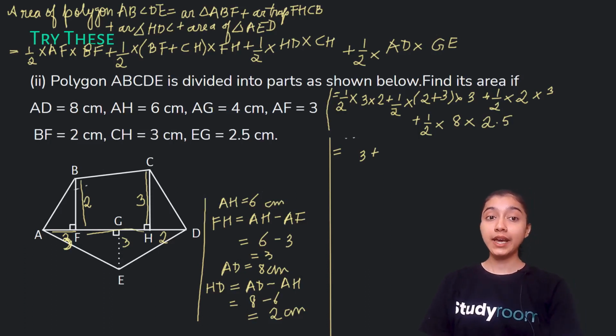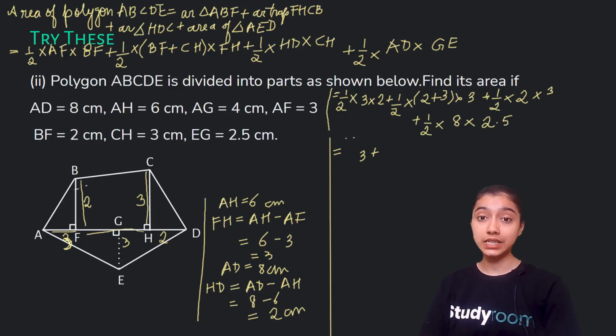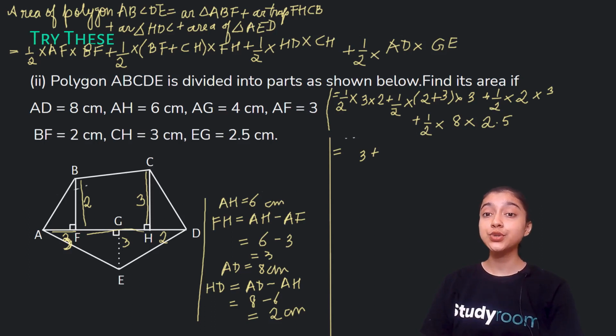So here we have a polygon ABCDE which has been divided into different parts as shown in this figure. This entire polygon ABCDE has been divided into 4 parts, that is 2 right angle triangles, 1 trapezium and another triangle which is below it. So what we have to do is to calculate the area of this entire polygon.